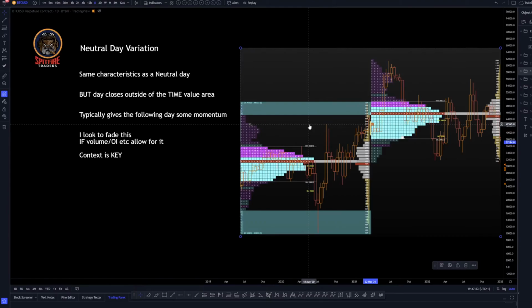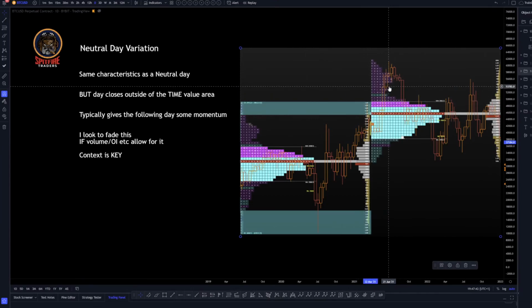All allow for it. So in this instance here, we can see a neutral day, and price closes up here. Price opens up, we see a push up, and we can see that the whole push up is on very poor volume, zero volume there, very, very low.